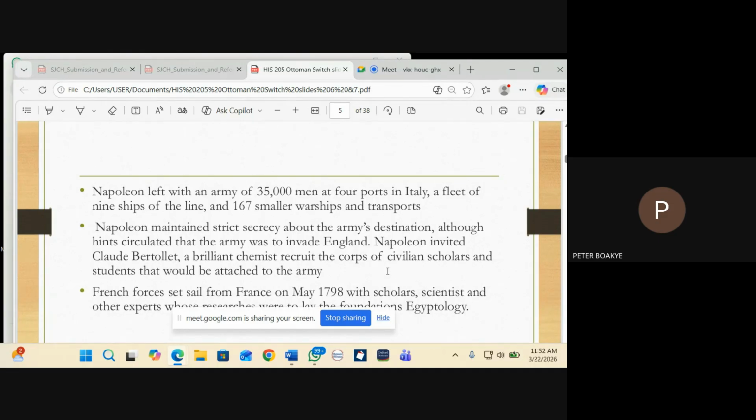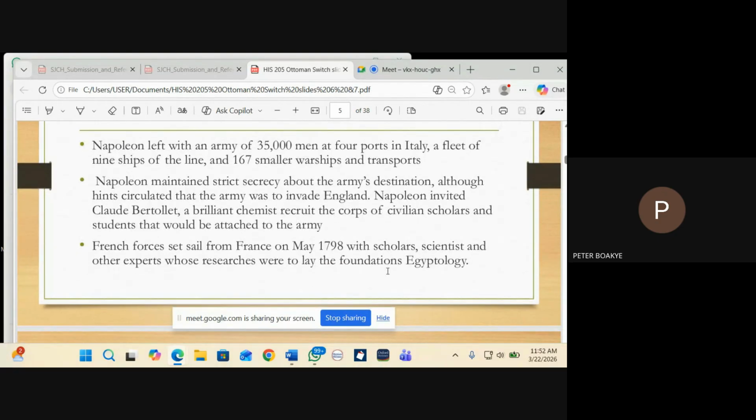Napoleon invited Claude Berthollet, a brilliant chemist, to recruit a corps of civilian scholars. Now look, he went to the civilian scholars and students who would be attached to the army. So French forces set sail from France in May 1798 with scholars, scientists, and other experts. So he went with scholars, not only troops or the army, but scholars as well, scientists and other experts whose researches were to lay the foundations of Egyptology.